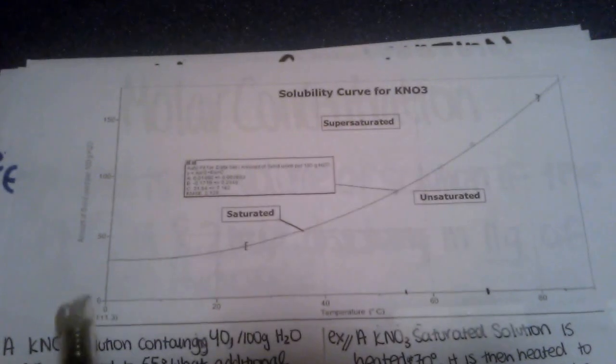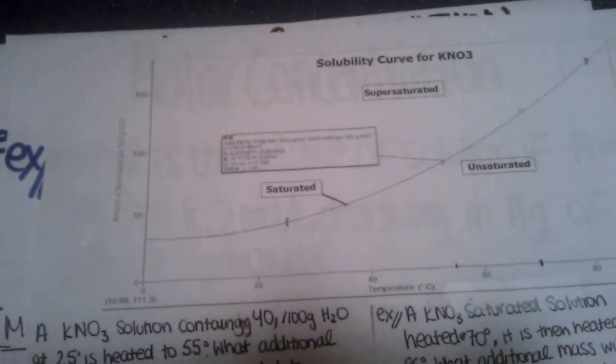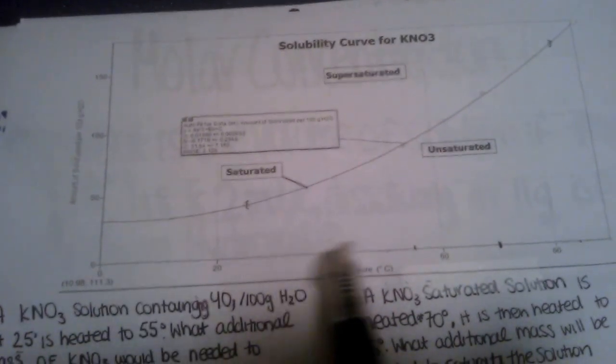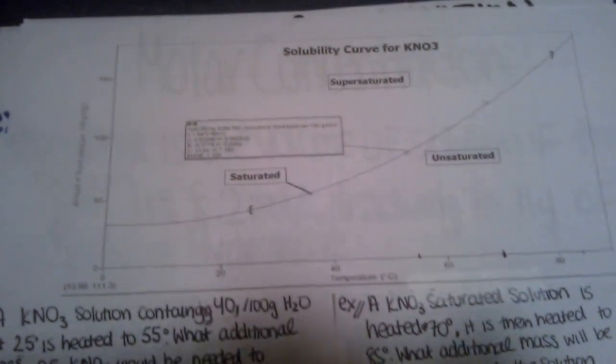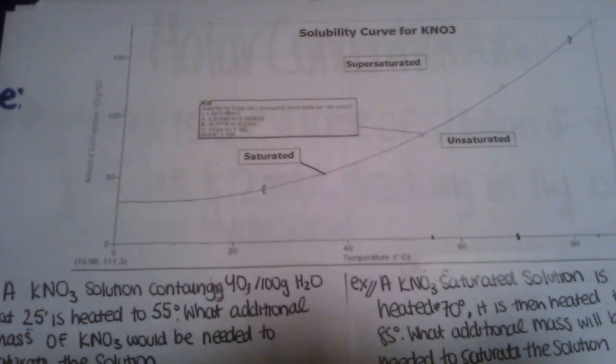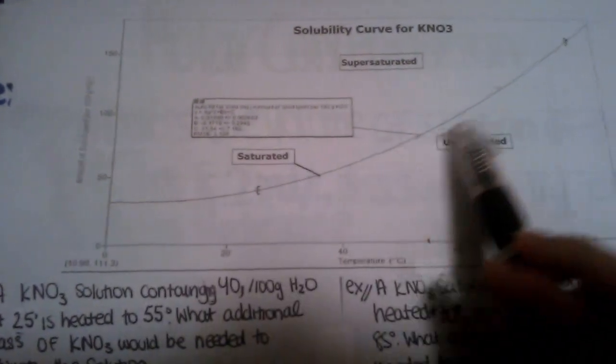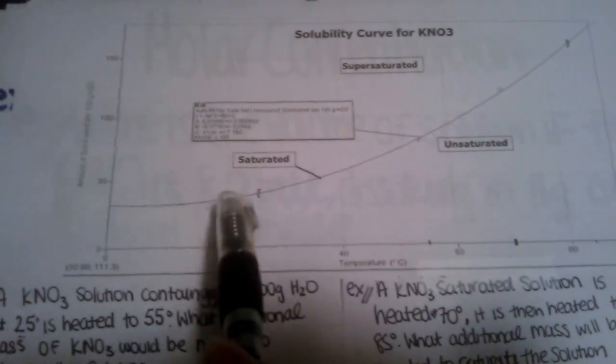So I have a graph for you guys. The graph is basically the solubility curve for potassium nitrate. This line right here shows the saturated, unsaturated, and supersaturated regions. As you can see, the more temperature rises, the more solute it can dissolve. So basically this line right here is saturated. For every temperature, this is the maximum it can dissolve.